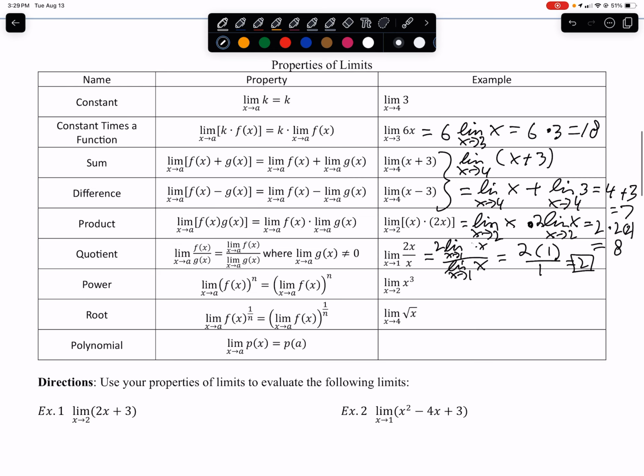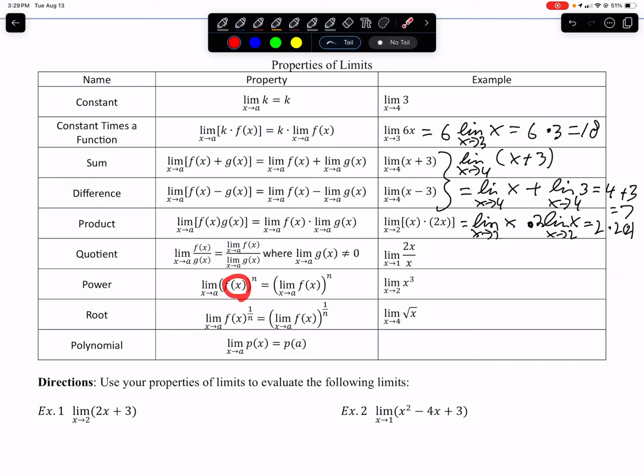Let's just keep going. And for the sake of room, I'm going to erase this and use this space down below. Okay, what is this saying? If I'm taking the limit of a function that is raised to a power, I could just take the limit of the inside first, then raise it to that power. That's your next property.